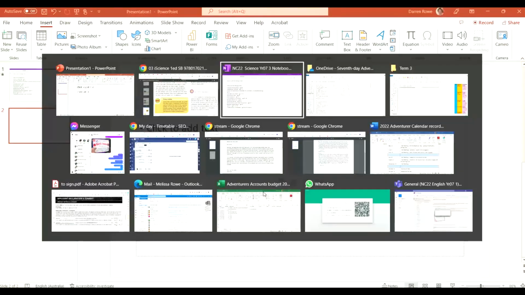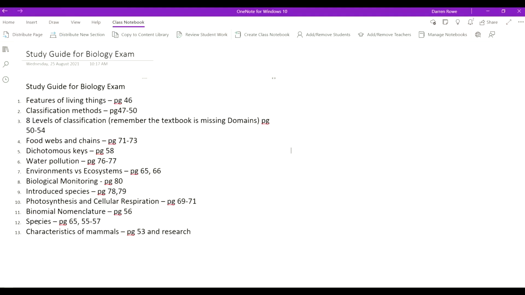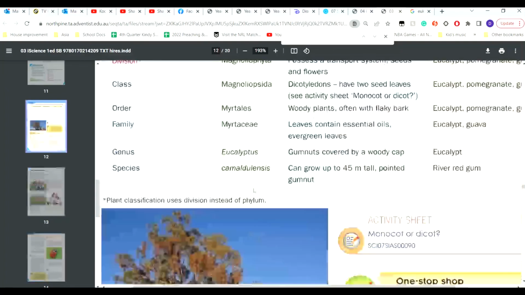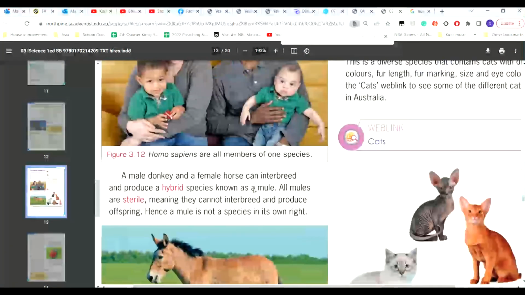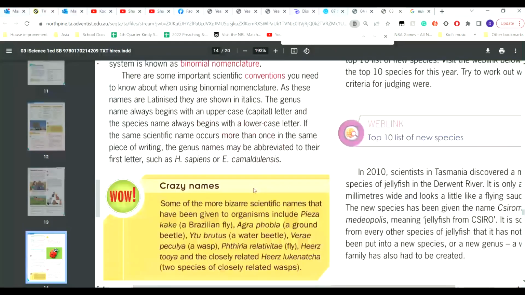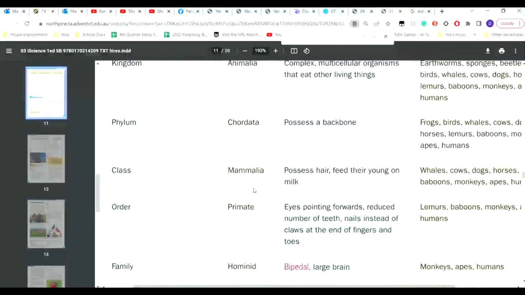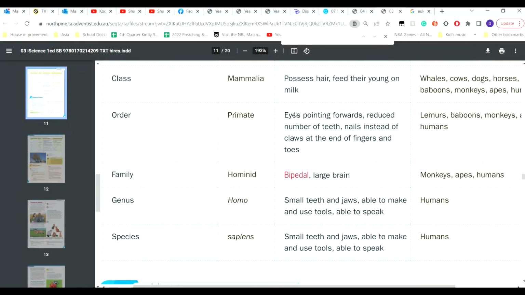Then the last one you really need to look at is the species we already talked about, organisms that can produce fertile offspring, and then characteristics of mammals, which you'll also find in this here. And basically it's presence of fur and feed young milk. Here it is. Mammalia possess hair, feed their young on milk. They also produce live offspring, which is not listed there, but they do.